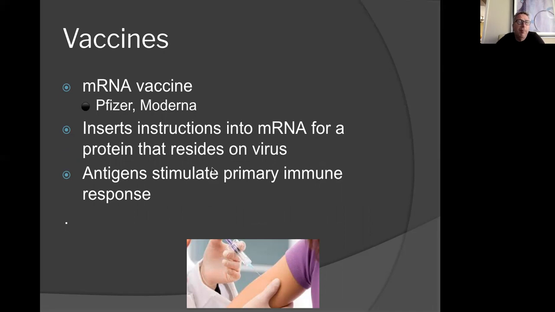So the Pfizer and Moderna vaccines are what they call mRNA vaccines. This inserts instructions into the mRNA for a protein that resides on the virus. There are specific spike proteins that reside on the COVID-19 virus, and what they do is include instructions for one of those proteins. The body says, hey, we haven't seen this before, and then it will elicit that response.